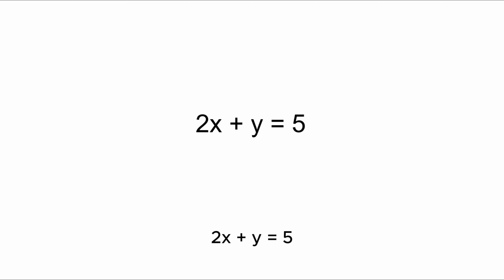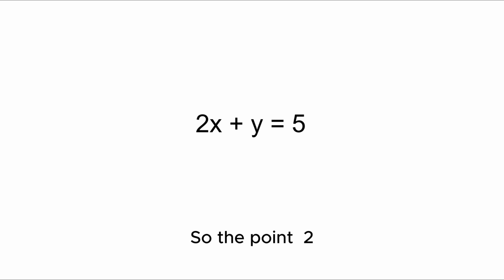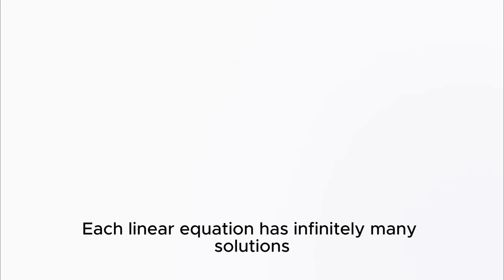For example, 2x plus y equals 5 is a linear equation. If x equals 2, then y equals 1 because 2 times 2 plus 1 equals 5. So the point (2, 1) lies on the line. If x equals 0, then y equals 5, so (0, 5) is also on the line. Each linear equation has infinitely many solutions.